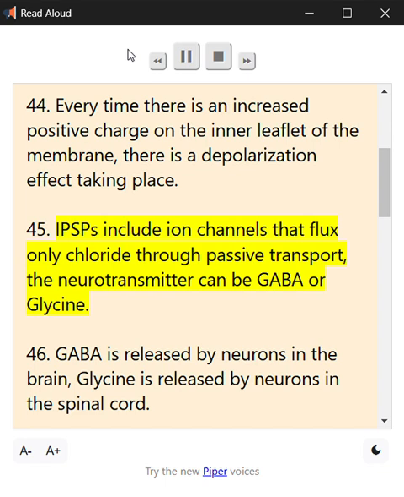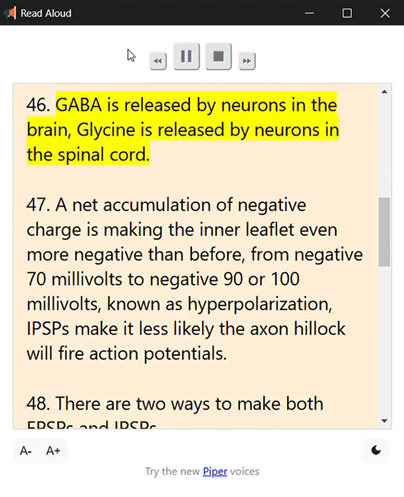45. IPSPs include ion channels that flux only chloride through passive transport. The neurotransmitter can be GABA or glycine. 46. GABA is released by neurons in the brain. Glycine is released by neurons in the spinal cord. 47. A net accumulation of negative charge is making the inner leaflet even more negative than before, from negative 70 mV to negative 90 or 100 mV, known as hyperpolarization. IPSPs make it less likely the axon hillock will fire action potentials.